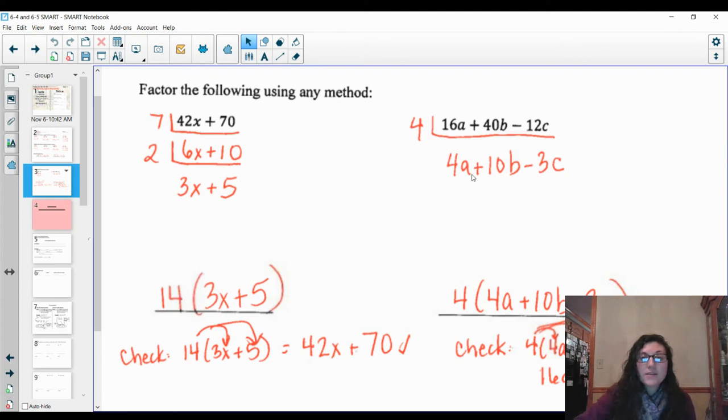And then the last one of the warm-up, you're taking out 4. That is the greatest common factor. If you chose to take out 2 and then 2 again, you could have done it that way. But ultimately, your answer should have been 4 and then in parentheses, 4a plus 10b minus 3c. It kind of seems weird. It kind of seems like you're going to take out more, but because you have that 3, no go. All right, so again, I have my check.